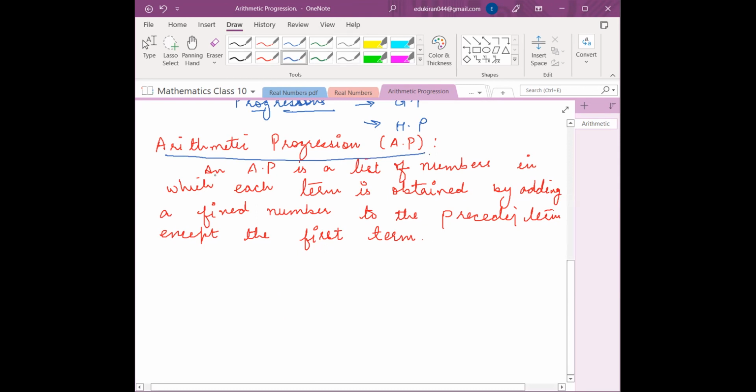So see, I'm just breaking it down now. An AP is a list of numbers, so it's any list of numbers. Now what is special about this list? Each term is obtained by adding a fixed number to the preceding term. So we add a fixed number to the preceding term to get the next term, except the first term. The first term will remain the first term, then you will add a fixed number to the first term to get the second term, right?